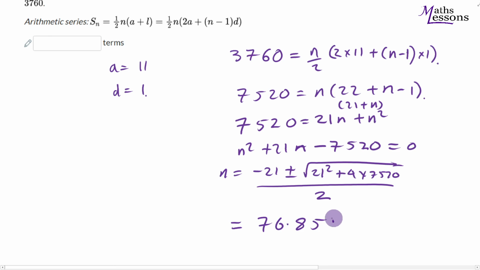So the first time it's going to be bigger than this value is when n equals 77. Okay, at 76 it must be less, and 77 must be when it's more. And that is my answer.